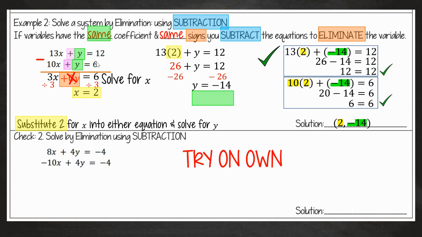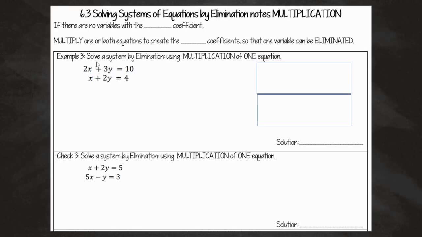Of course, you're going to try check 2 on your own and check your answer in Canvas. Now we're going to move on to solving with elimination using multiplication. So sometimes there are going to be no variables with the same coefficient. And if that happens, then we can still use elimination, but we first have to multiply one or both equations to create the same coefficients. Usually we can create the same coefficient with the same sign, but if we create equations with the opposite sign, then one variable can be eliminated and we can use addition.